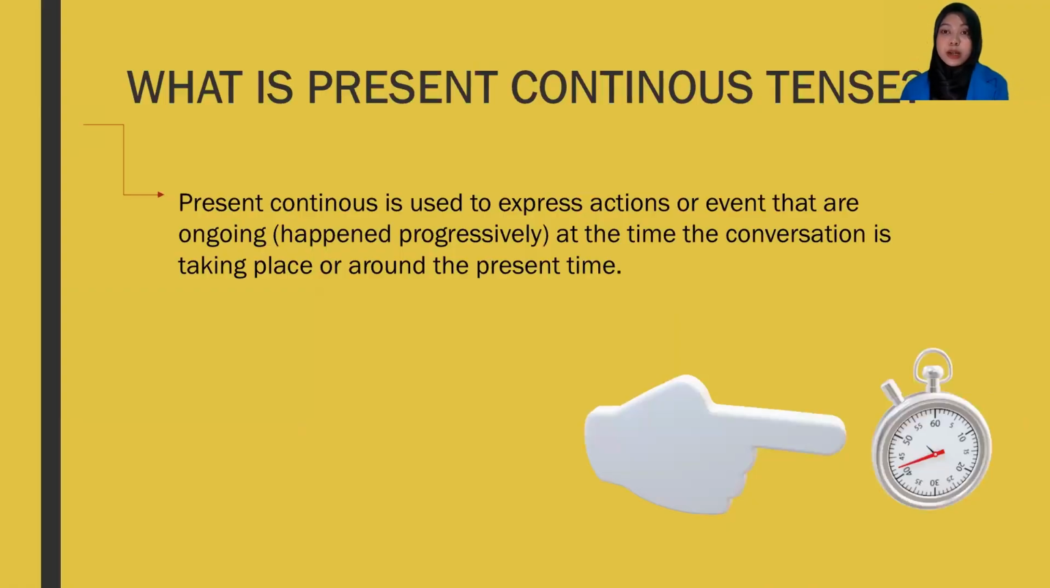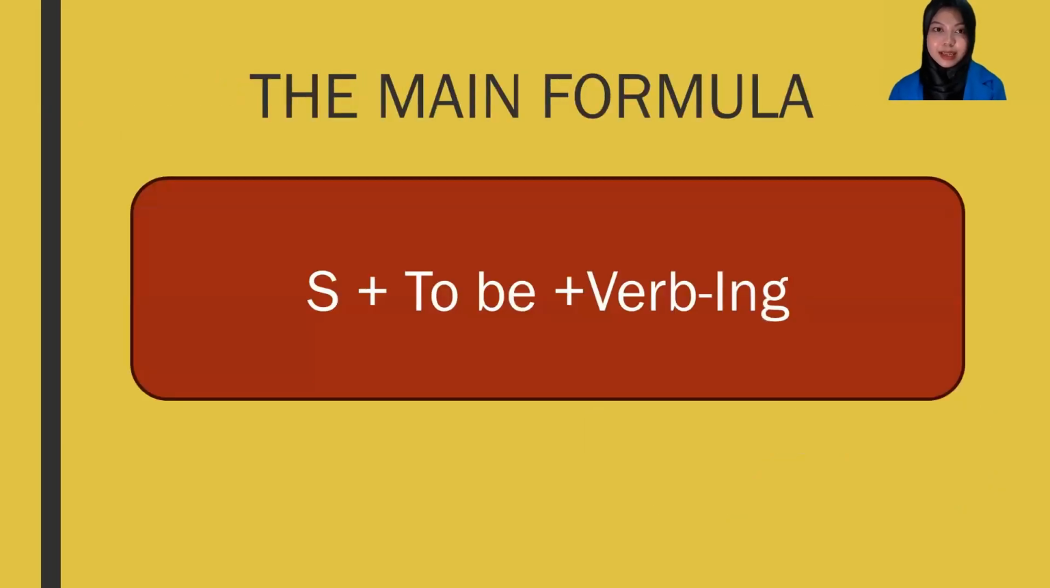What is present continuous tense? Present continuous is used to express actions or events that are ongoing or happening progressively, at the time this conversation is taking place or around the present time. This is the main formula of present continuous: subject plus to be plus verb ing.